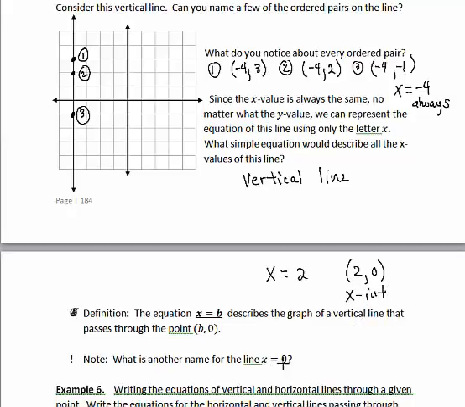What is another name? A special instance of a vertical line is x equals 0. This line would run right over the top of the y-axis.